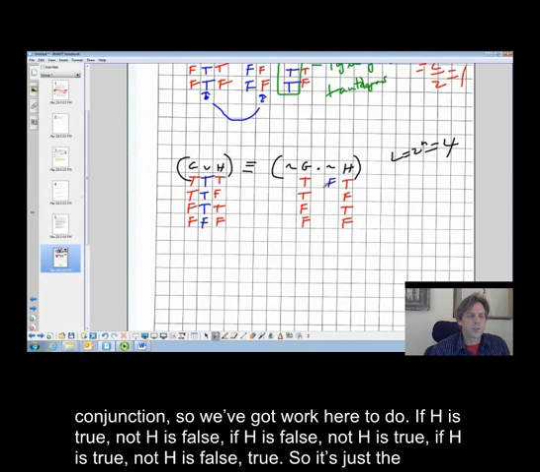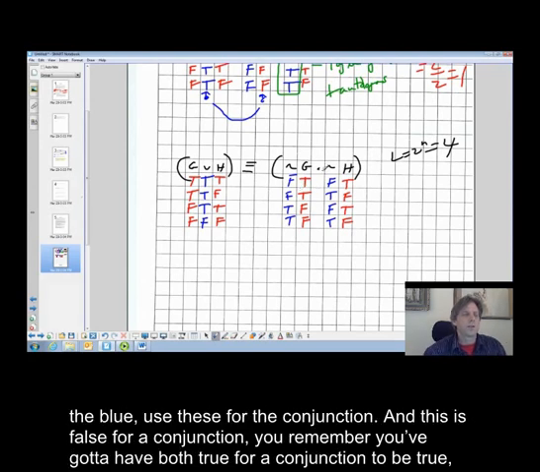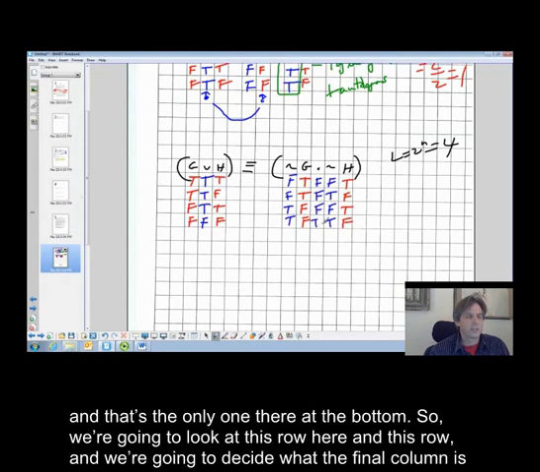If H is true, not H is false. If H is false, not H is true. So it's just the opposite. True, false becomes false, true. And then over here, you have false, false, true, true. So just paying attention to the blue, use these for the conjunction, okay? And this is false for a conjunction. You remember, you've got to have both true for a conjunction to be true, and that's the only one there at the bottom.